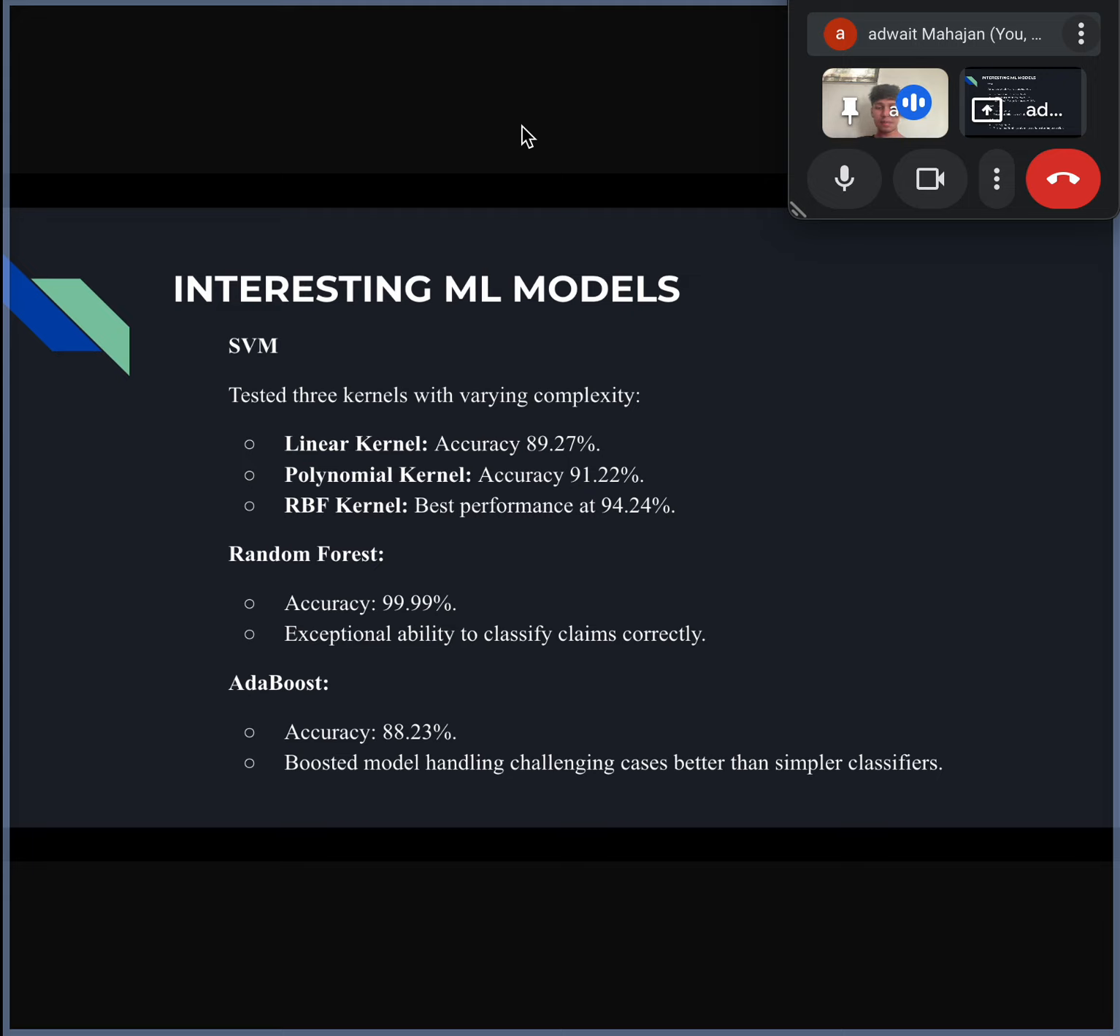When we used random forest, we got 99.99% accuracy, and it was exceptionally good at classifying claims correctly without any false negatives or false positives. And again, we used AdaBoost, which gave us an accuracy of about 88.23%, and it was also very good at accurately predicting the claims. So predictive modeling has helped us put this model in a much more real world scenario, and I believe that either the RBF kernel or the random forest can be used in real world scenarios with this particular data set.